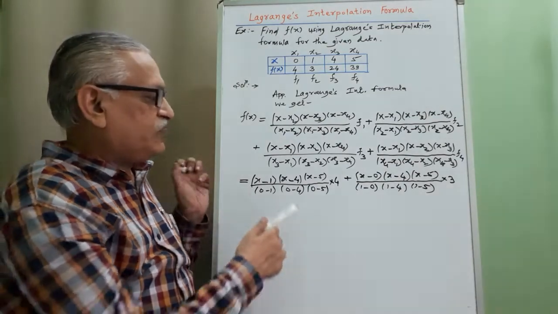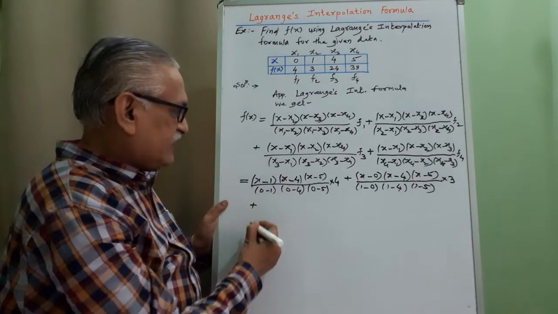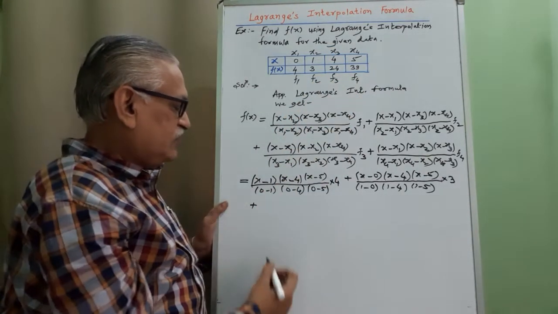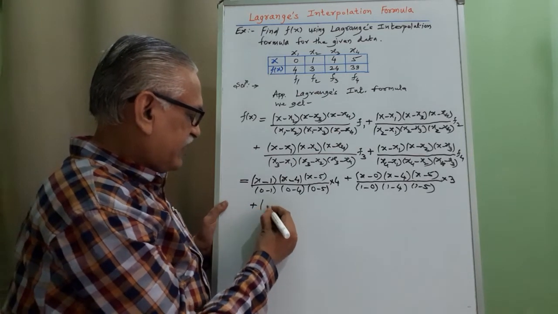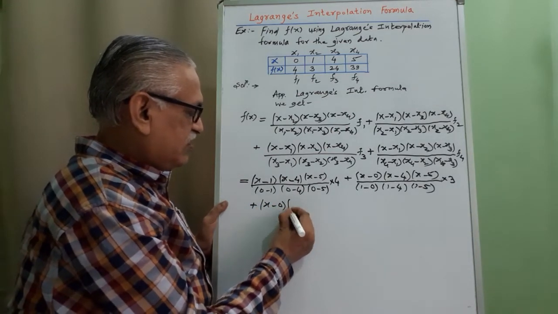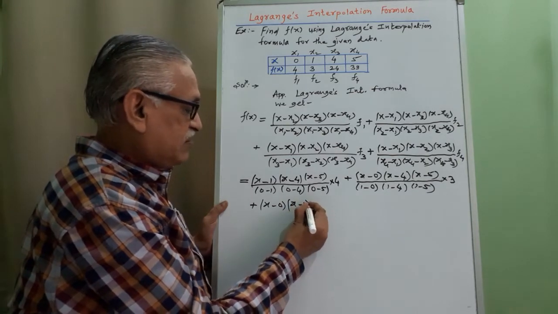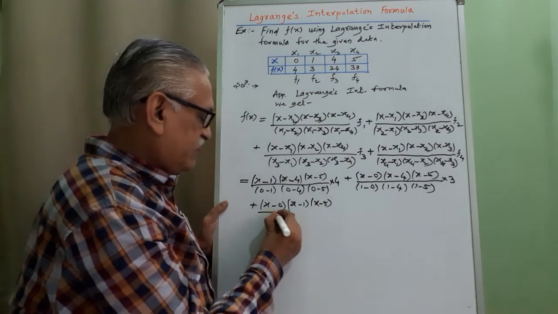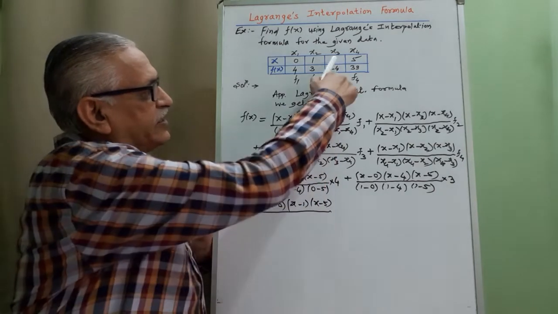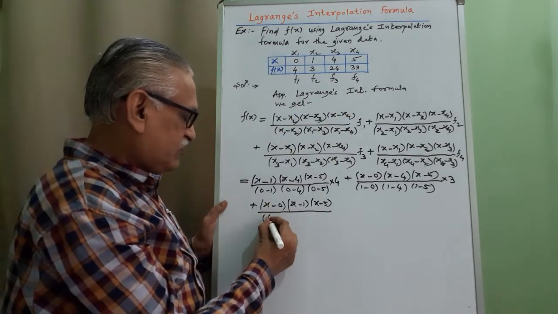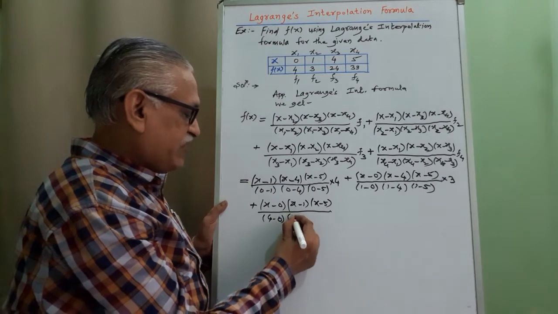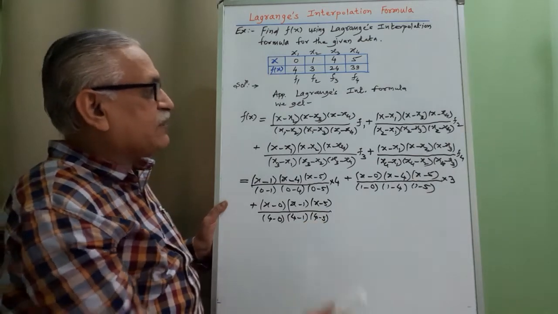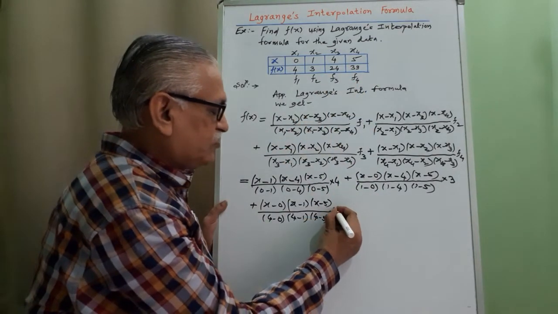Then we develop the third term. We write down the third term as plus. This time we have to neglect the third point, that is x3, which is 4. Therefore it is x minus 0, x minus 1 and x minus 5, divided by the neglected point, which is 4. Therefore 4 minus 0, 4 minus 1 and 4 minus 5. Multiplied by f3. The value of f3 is 24.